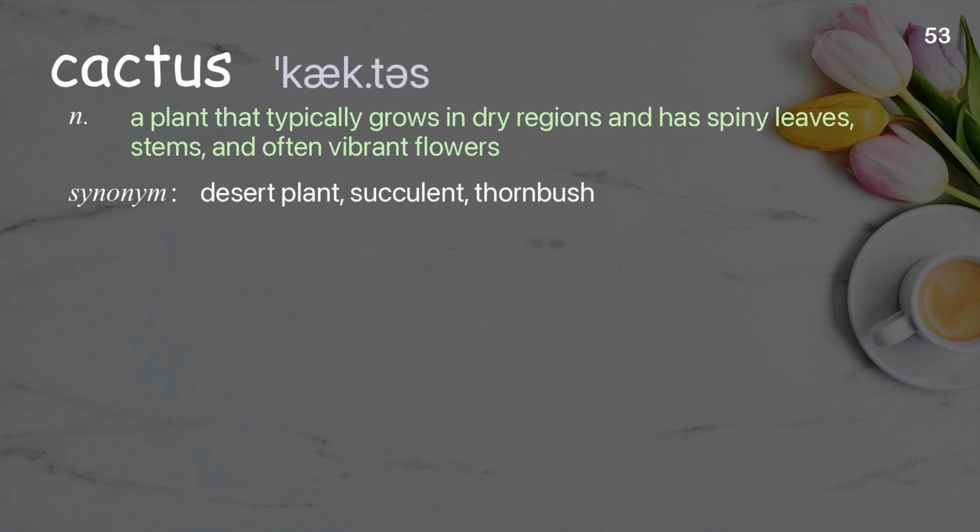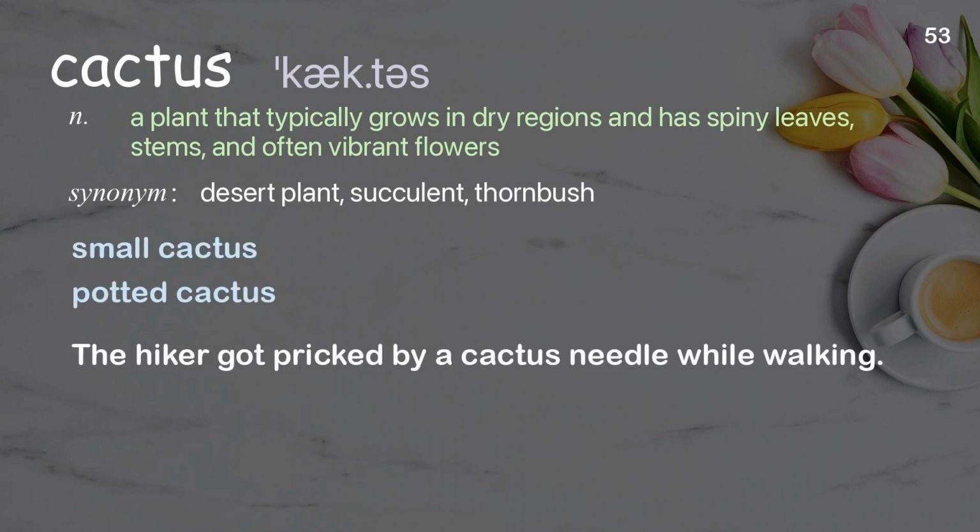Cactus: A plant that typically grows in dry regions and has spiny leaves, stems, and often vibrant flowers. Examples: Small cactus. Potted cactus. The hiker got pricked by a cactus needle while walking.